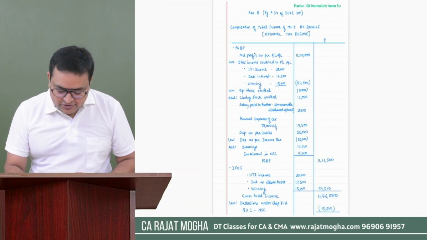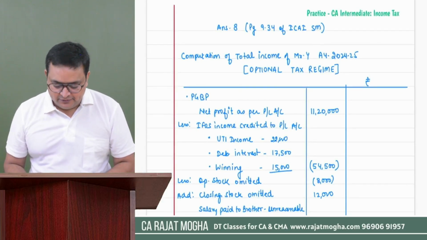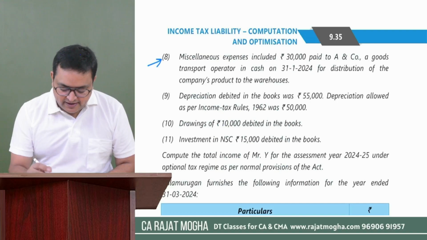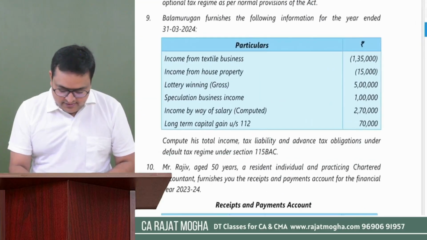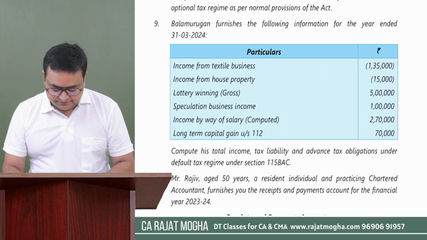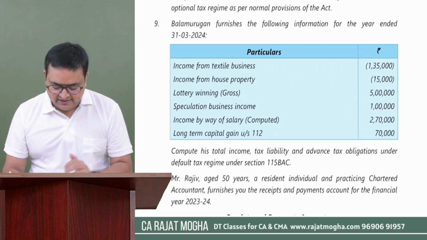So this is your answer number 8. I'll also share this PDF with you so that you can cross check. Now come to the next question, question number 9. It is not a total income question, but still let's discuss this.